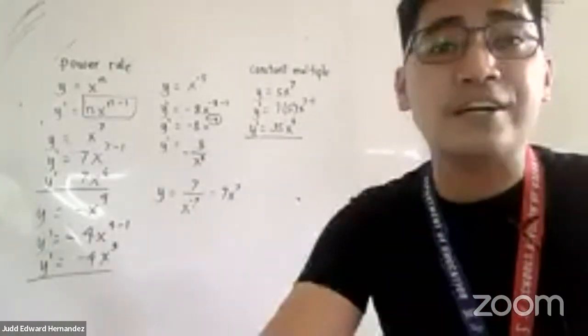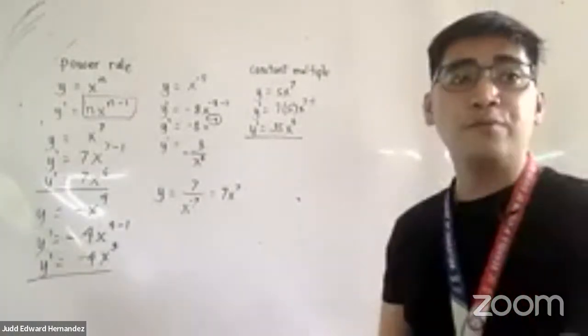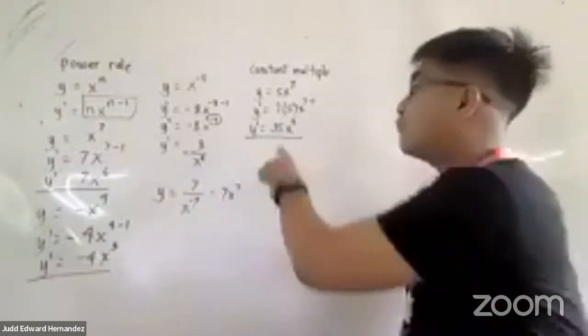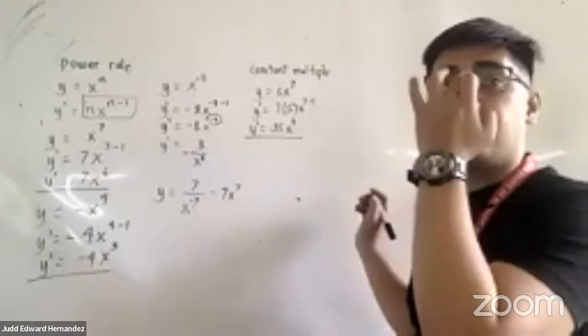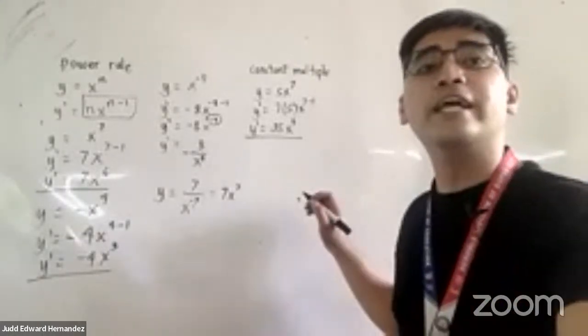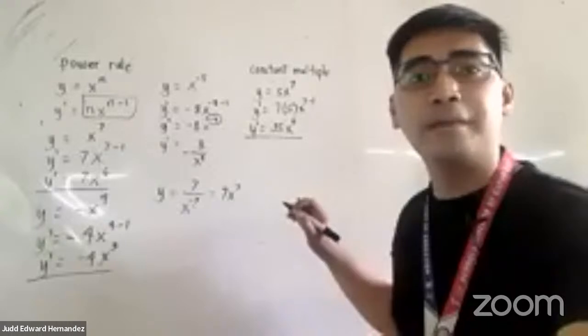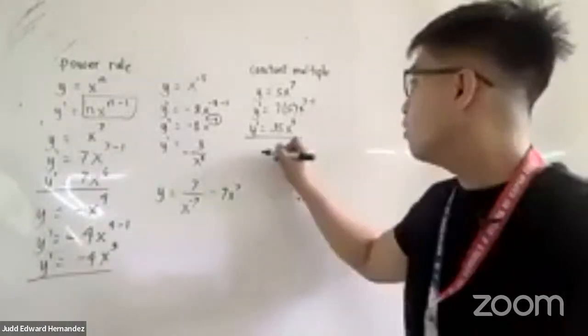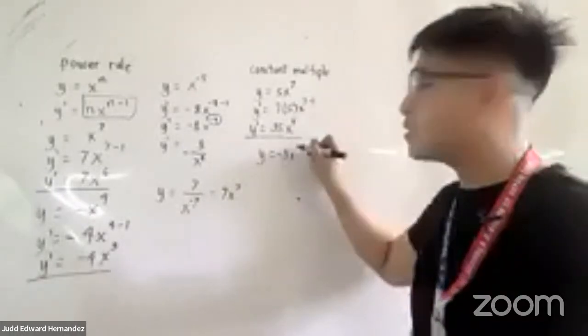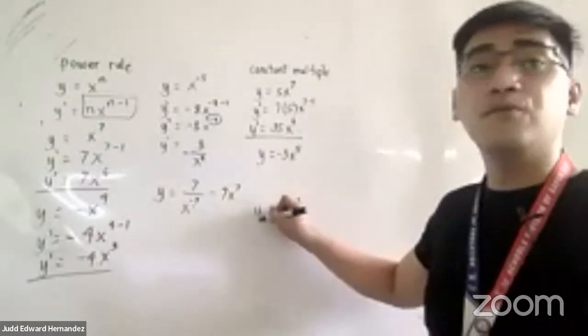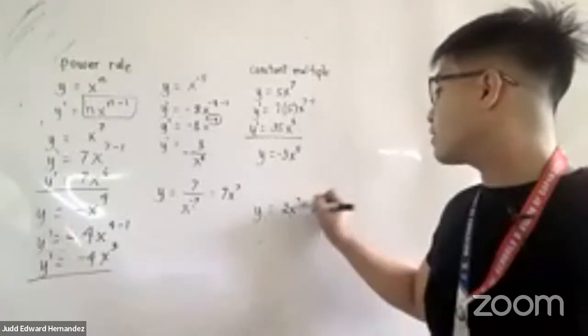Are we clear po? Ganun yung mangyayari if there is a constant. Okay? If there is a coefficient. Another example. Sige, pakisagutan nga po ito. What if you're given y is equal to negative 3x raised to 5? What if you're given y is equal to 2x cubed?